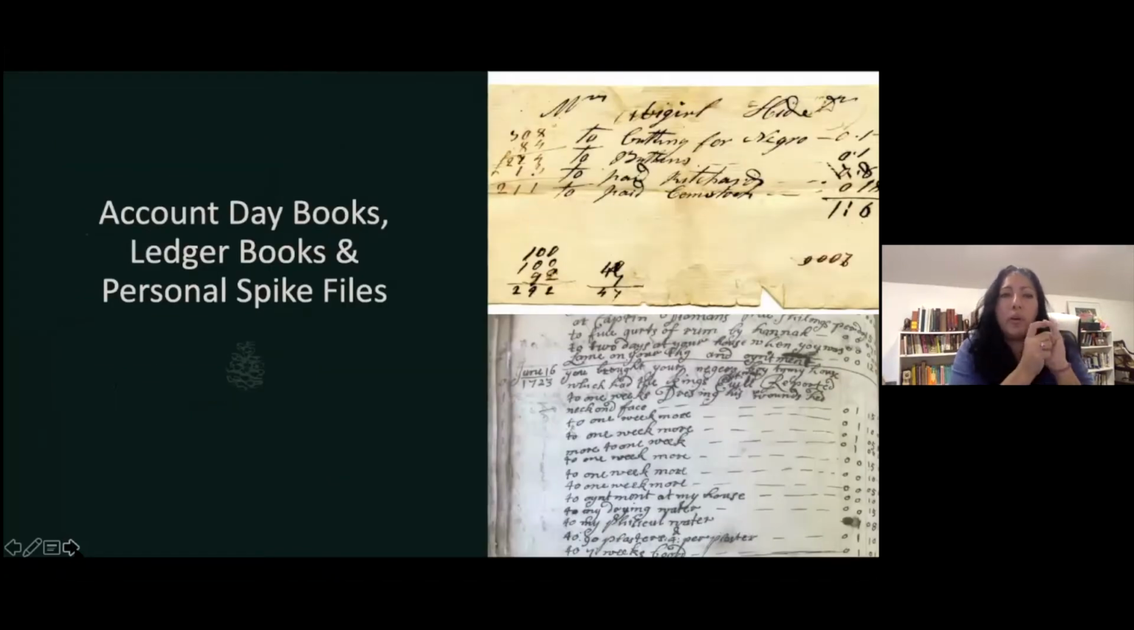Also useful for us were account day books, ledger books, and personal files. These accounting documents can really be quite interesting. The day books are the ledgers that are used day to day in a store or a mercantile, and they tend to have a lot more detail than formal ledger books, which are later, nice and clean and tidy, with only the barest information.